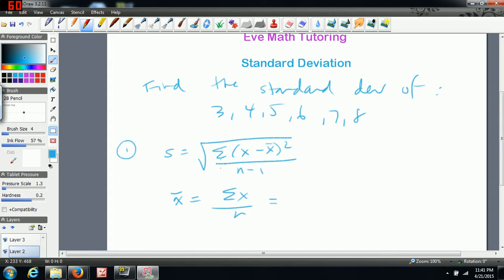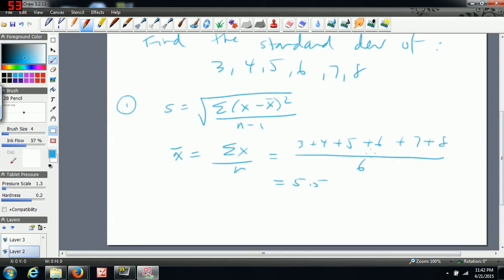So we're finding the average first. So we add up all of our values: 3 plus 4 plus 5 plus 6 plus 7 plus 8, all over n, which would be 6. So our final answer would be 5.5. Okay. And then over here we want to find x minus x bar. So an easy way to do that would be to set up some sort of chart. So you do x minus x bar, then x minus x bar all squared. So your values in your chart would be 3, 4, 5, 6, 7, and 8. And then over here you would have x, each specific value. So in this case it would be 3 minus your average, which is 5.5.